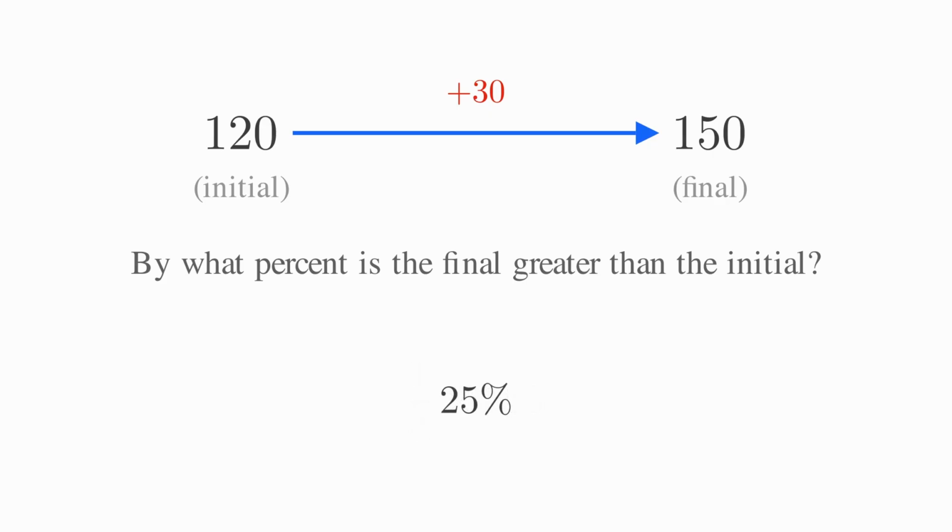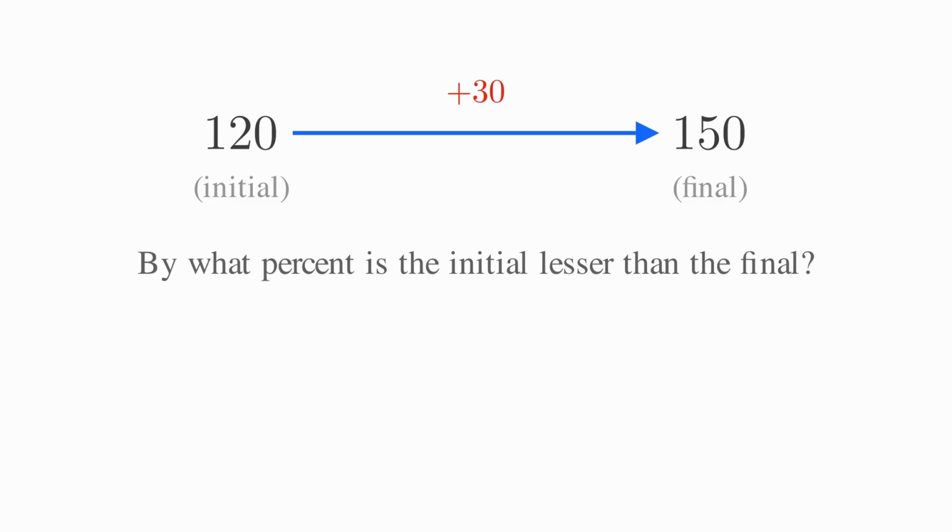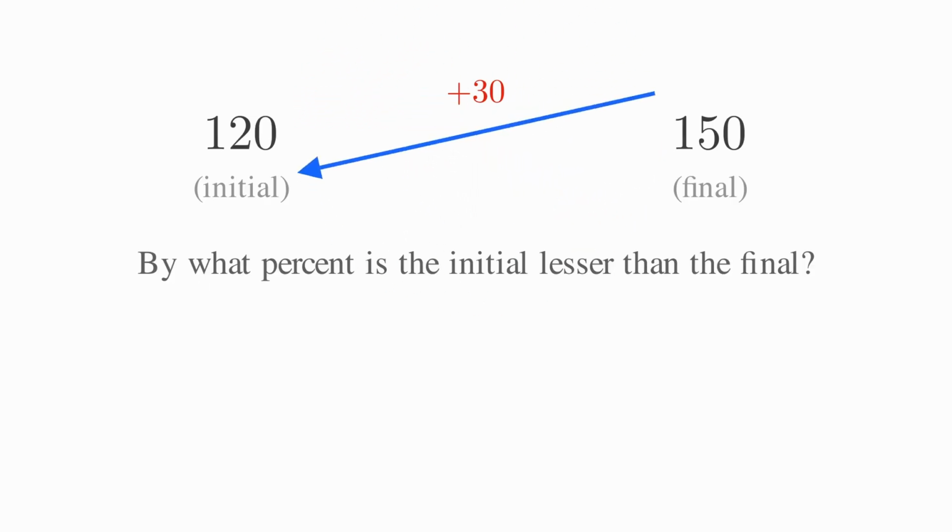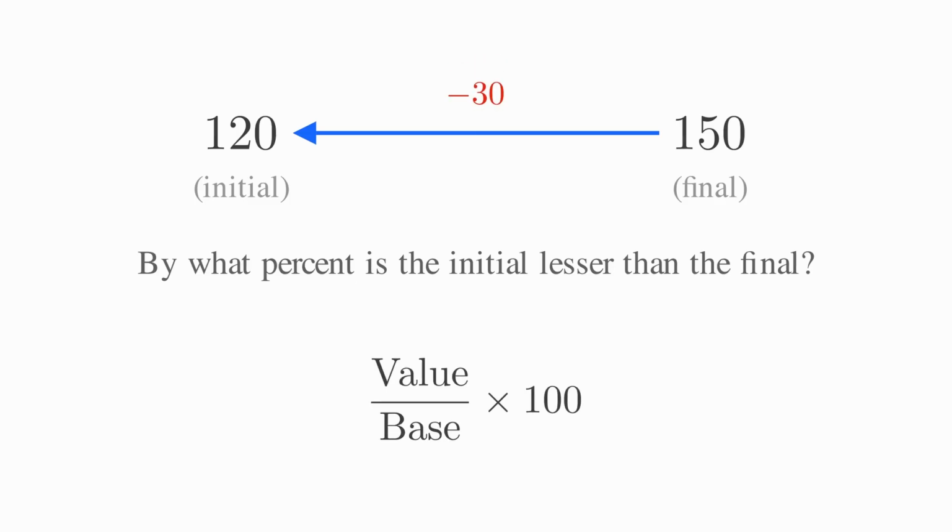But if the question were to change, by what percentage is the initial lesser than the final? In this scenario, the first thing that's going to happen is the direction of the arrow is going to change. Now we are tracking from 150 to 120, and that means there is a decrease of minus 30. And while computing percentage, we are going to use the same thing. The value is going to be 30.